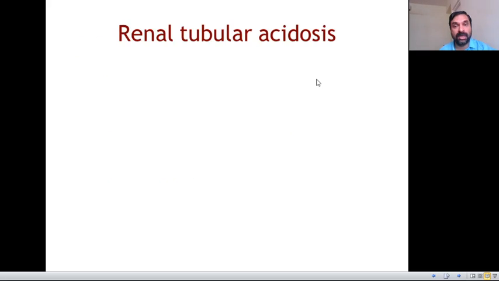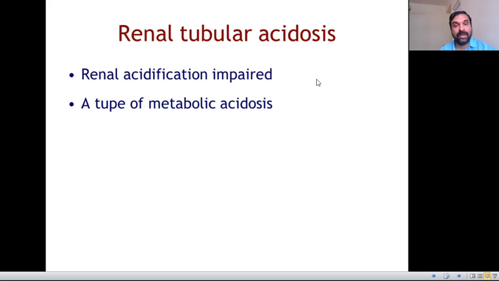Now, what is renal tubular acidosis? Renal acidification is impaired, right? There will be acidosis in blood due to renal cause. That is renal tubular acidosis. So renal acidification is impaired, meaning urine will be less acidified. That means H plus concentration in blood will be more. That is renal tubular acidosis: acidosis in blood due to renal cause, a type of metabolic acidosis.